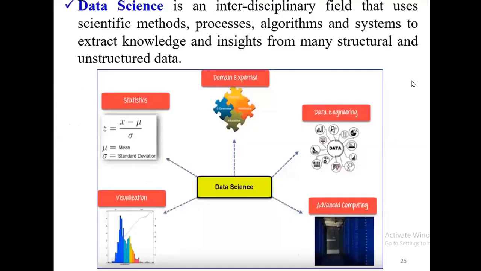Data science is an interdisciplinary subject. We are using statistical methods like linear regression, non-linear regression, logistic regression, and statistical operations like mean, mode, standard deviation. We are using advanced computing, cloud computing, data centers. Then for visualization purposes we are using R, MATLAB, Tableau, etc.